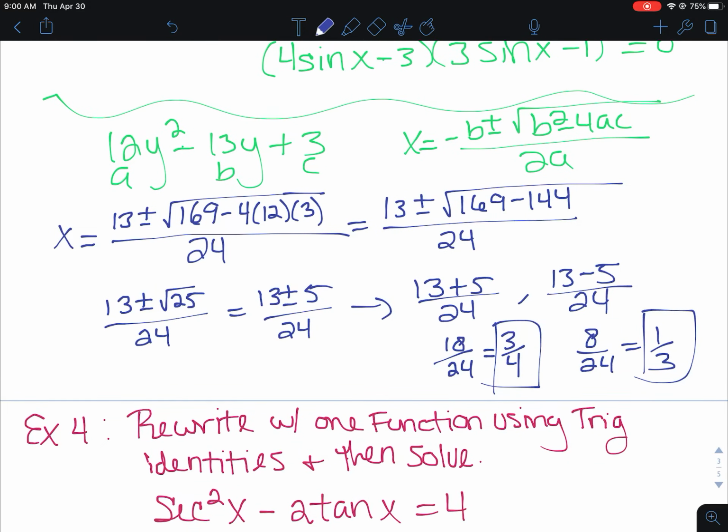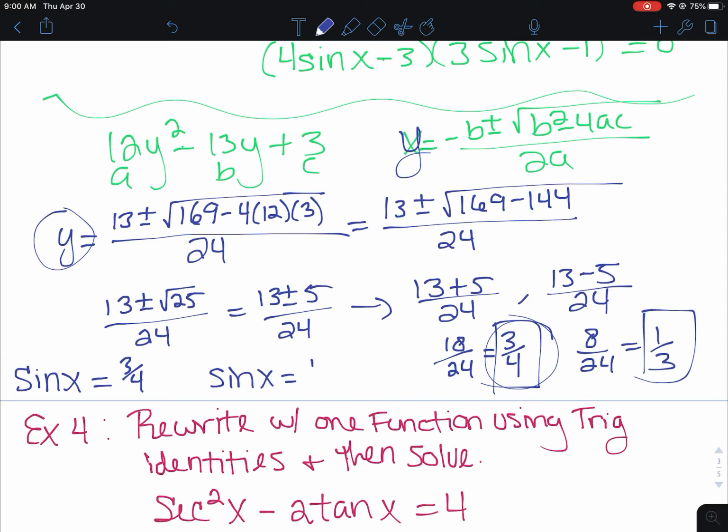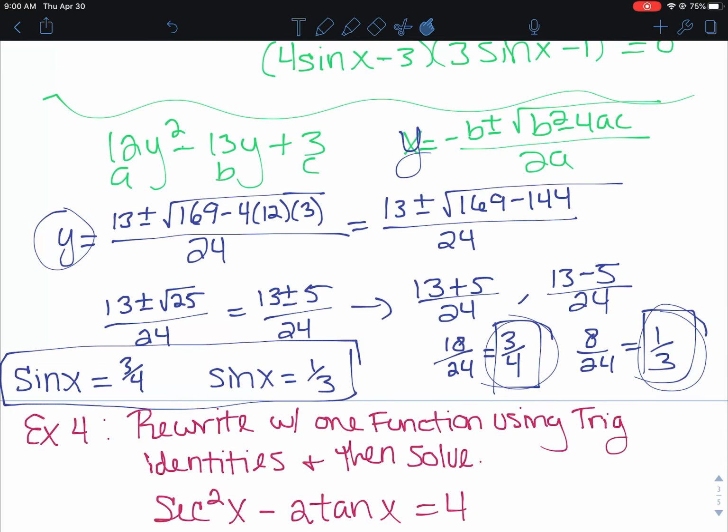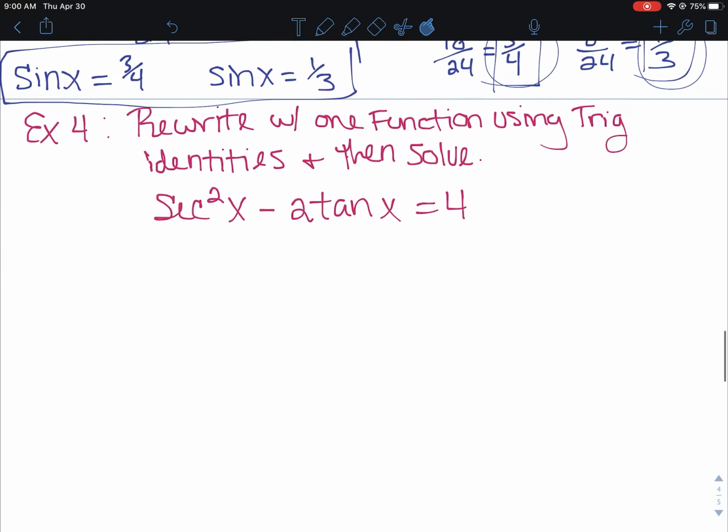And same thing here, because we didn't really use x, oops, that should have been y anyway. We used y. What we really want to replace it with is sine x, right? So sine x is equal to this answer of 3/4, and sine x is equal to the answer of 1/3, right? These are not on our unit circle, so you want to go and use the inverse function on your calculator. So put in 3/4, do second sine, and then see what you get for x values there.